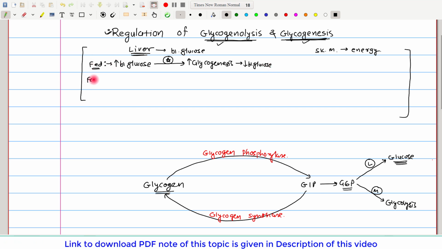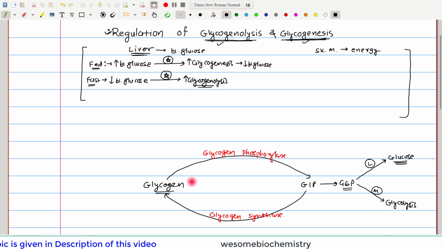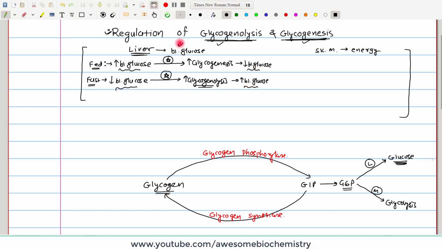The opposite will occur whenever we are in the fasting state. Whenever we are in the fasting state, there will be decreased blood glucose. This decreased blood glucose leads to certain regulatory events and it will lead to increased glycogenolysis. And because of glycogenolysis, glycogen will be broken down to glucose. So that will lead to increased blood glucose. So as we can see over here, by these regulatory events, increased or decreased blood glucose is leading to decreased or increased blood glucose. So that's how blood glucose is maintained.